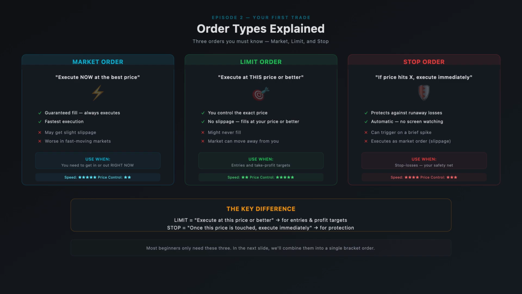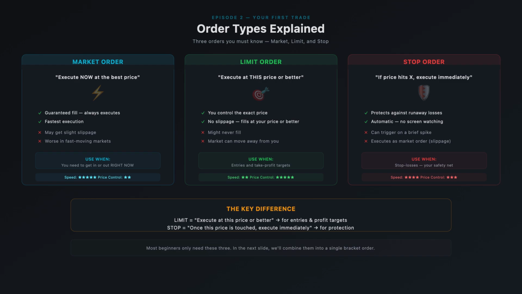A limit order lets you set the exact price you want. If you want to sell at $96.50, you place a limit order at $96.50. It will only execute at that price or better. The upside is price control. The downside is it might never fill if the market doesn't reach your price. Use limit orders when you're willing to wait for your price.